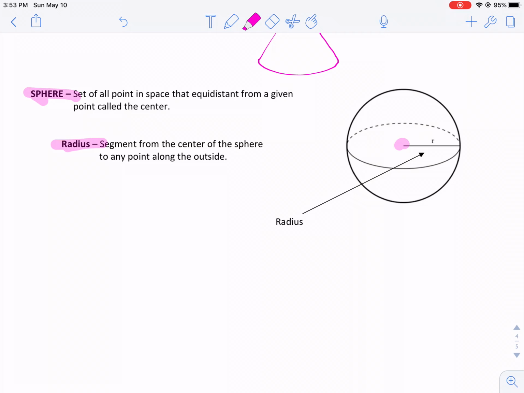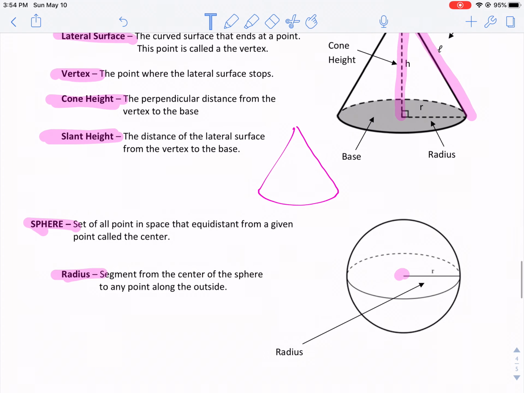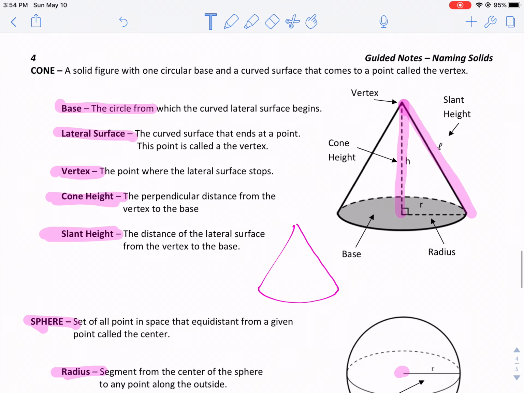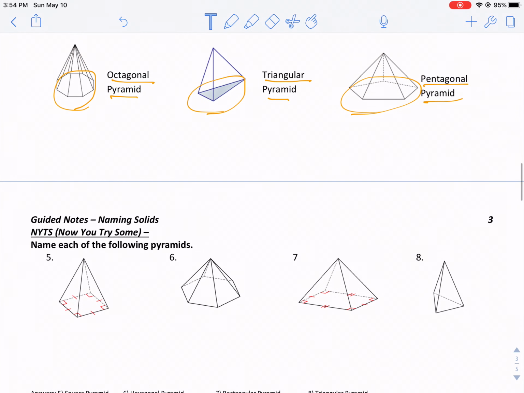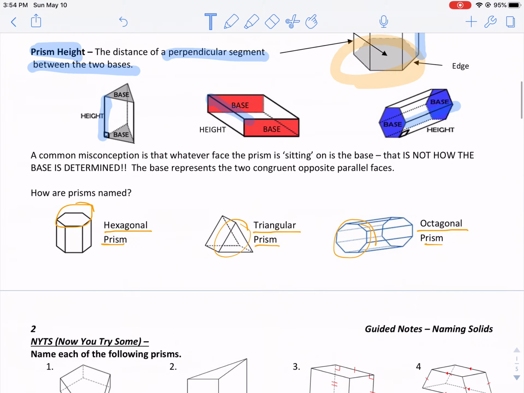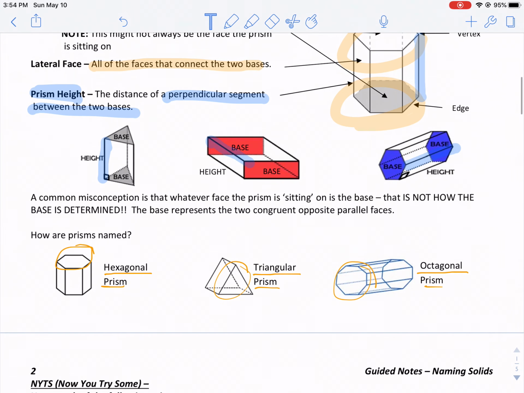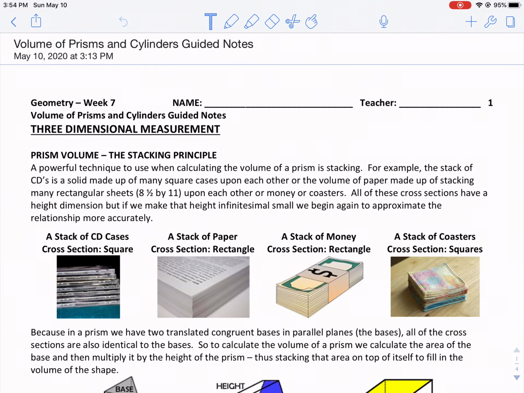So this whole set of notes was just a lot of naming type of stuff. The big takeaways from it: know what a sphere looks like, know what your cone looks like, know what your cylinder looks like, know how to find the base of a pyramid, know how to find the base of a prism. Moving on to finding volumes. We're just going to do prisms and cylinders for the rest of this video, and then pyramids, cones, and spheres will be in a second video.